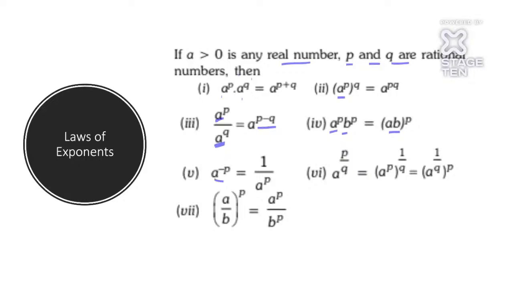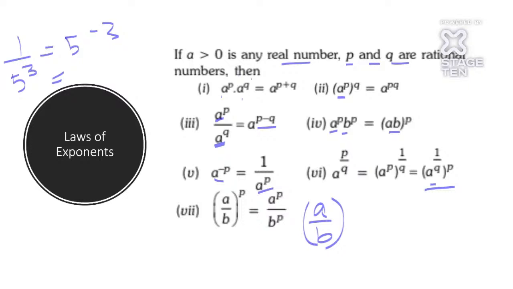Now a raised to minus p is nothing but the reciprocal, that is 1 by a raised to p. For example, if I have 1 by 5 raised to 3, I can write it as 5 raised to minus 3 also, and vice versa. Now, if I have a fractional exponent, a raised to p by q, that will be equal to a raised to p whole raised to 1 by q, and equal to a raised to 1 by q whole raised to p. This is how you solve a fractional exponent. And at the end, if I have a plus b whole raised to some power x, you have to multiply a by x also and b by x also. That is the standard laws of exponent.